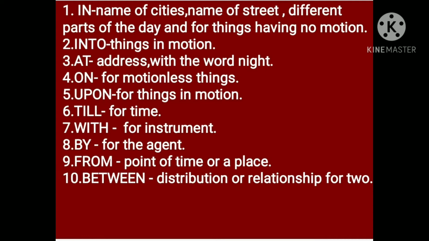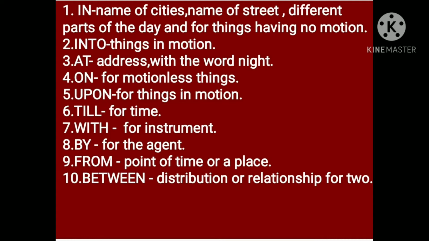Next one is with. With is used for the instrument and by for the agent. For example, she cuts fruits and vegetables with a knife. So with the instruments we use with. And by we use for the agent. For example, the tiger was killed by the hunter. So here by is used as the agent.